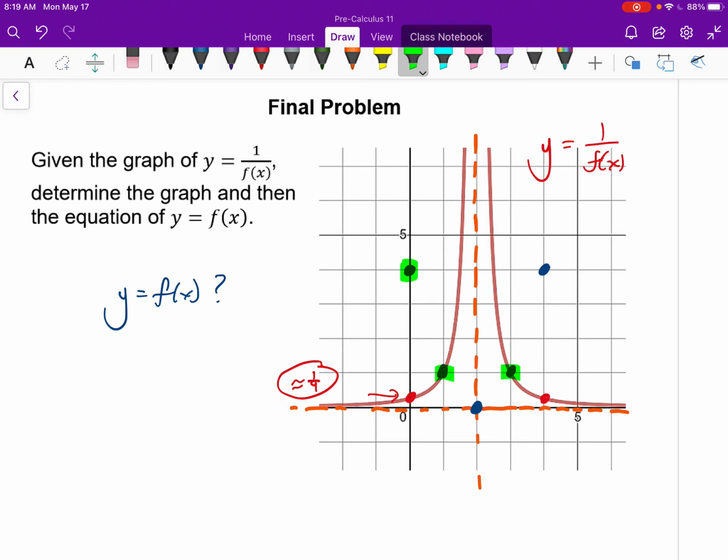And with these 5 points plotted, it sure looks like this is the graph of x squared, but translated a couple units to the right. So that sure looks like this is the graph of x minus 2, all squared. That's sure what it looks like.